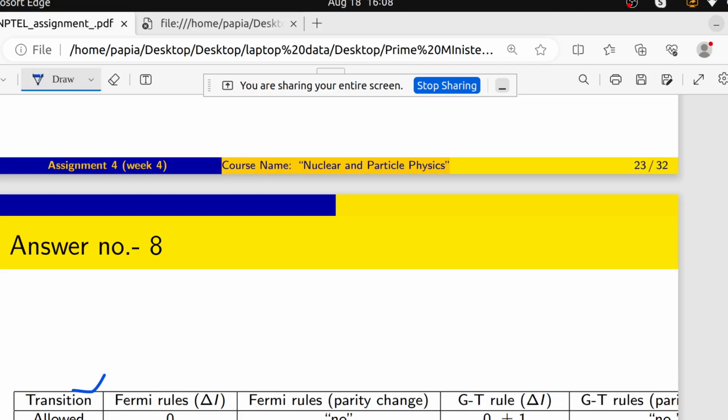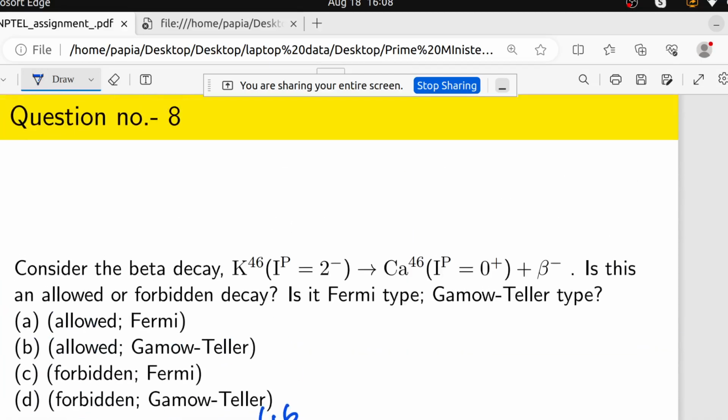Okay, thank you. So we will discuss that, but right now at the very first we have to write that one. See here, K46 will come as calcium 46 plus beta minus. This is the beta decay. So first of all we have to see whether this beta decay is allowed or not. So let us write the IP value. It is already given here: 2 minus, then 0 plus, and there is nothing.